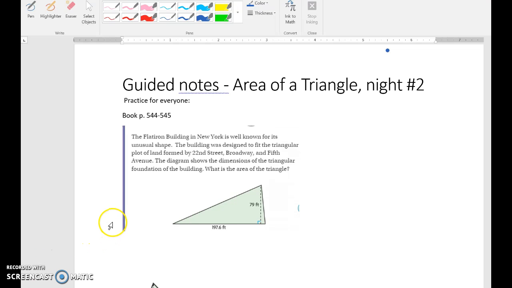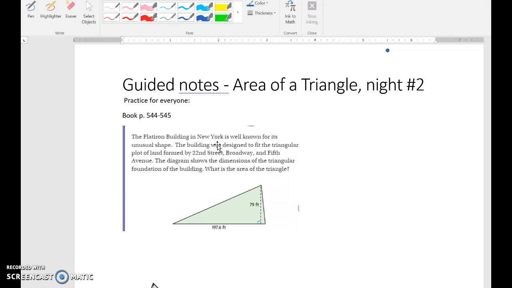The Flatiron Building in New York is well known for its unusual shape. Okay, the building was designed to fit the triangular plot of land formed by 22nd Street, Broadway, and Fifth Avenue. There's a lovely picture in your book of this building. It's a real building. The diagram here shows the dimensions of the triangular foundation of the building. What is the area of the triangle?